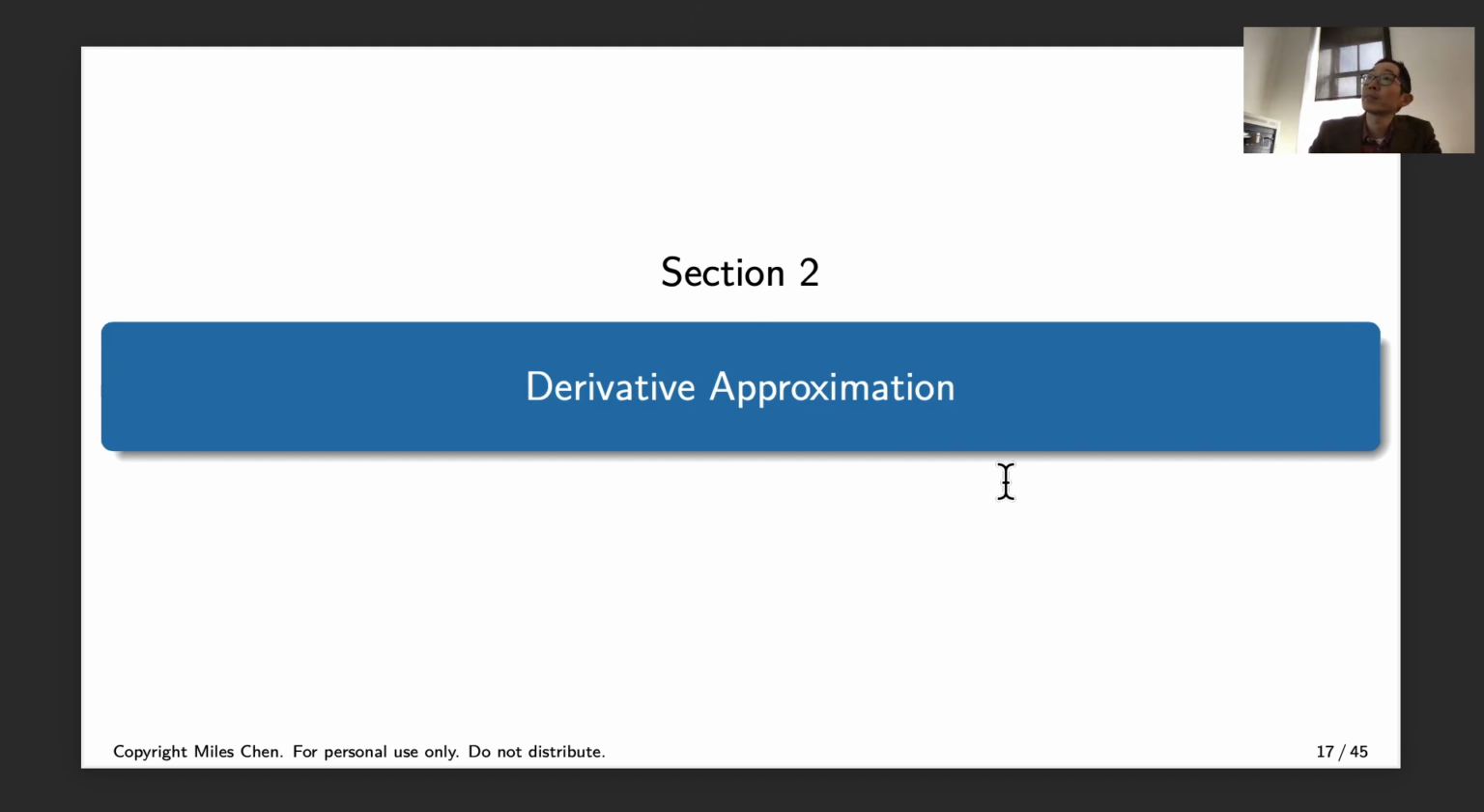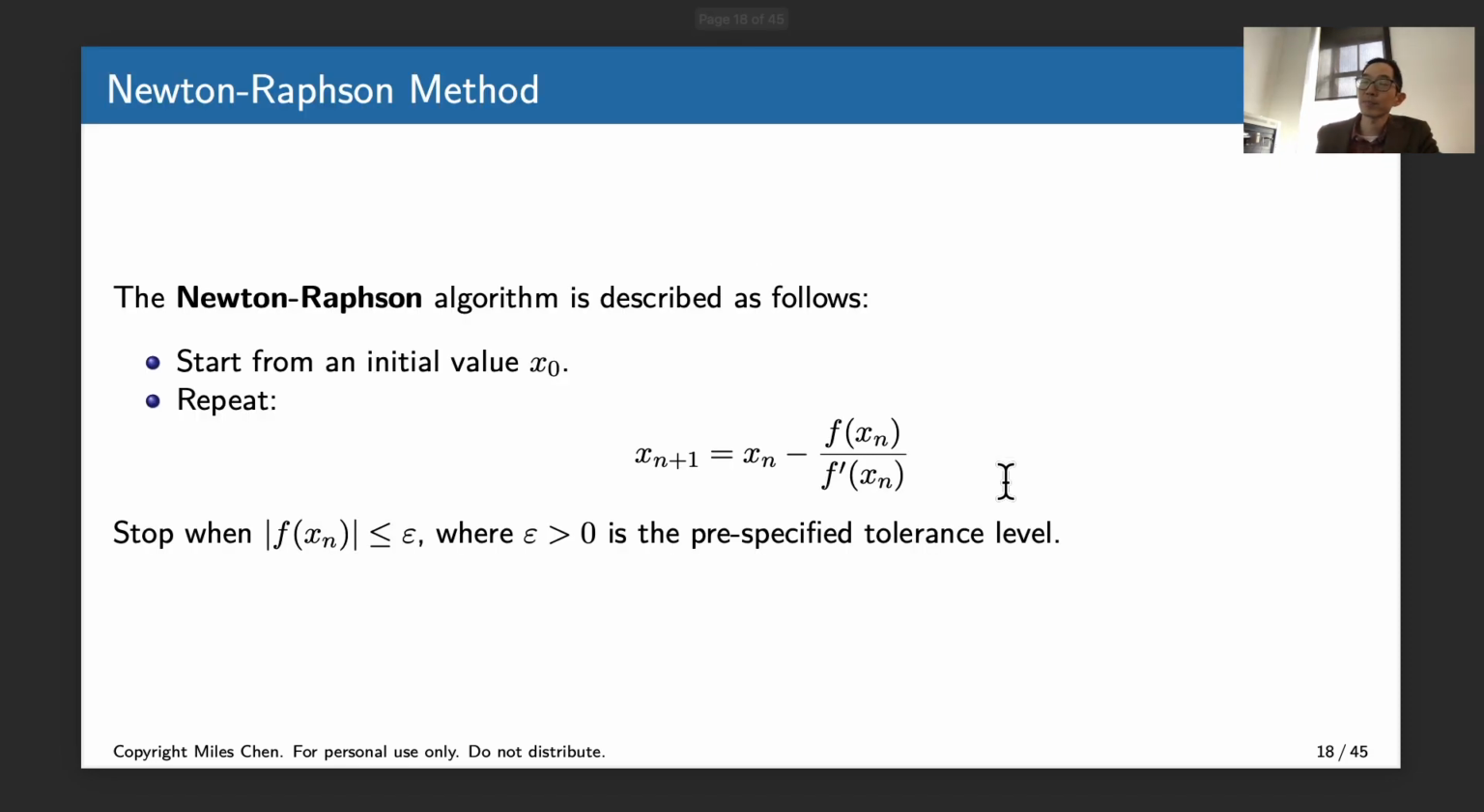Okay, let me talk about derivative approximation. Newton-Raphson method, we said, hey, we love Newton-Raphson method. It's good for finding roots. It's good at converging very quickly. The way it finds its next value is you take your current value, evaluate your function at the current value, and divide by the slope of the function at the current value.